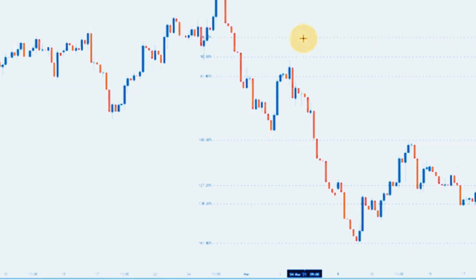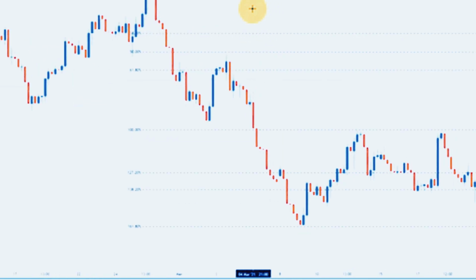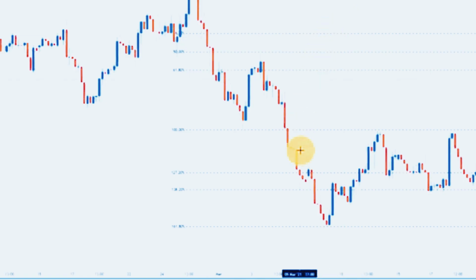I will give myself this benefit of a doubt and still probably going to use it. And you can see going down, once the market has broken the 100 level, we have a perfect reaction at 138, and as well a picture perfect reaction of 161.